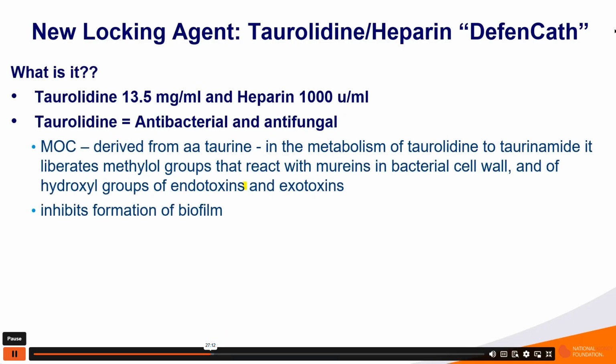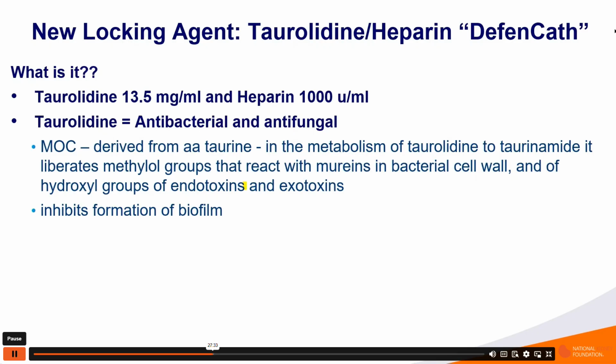But there's also a new locking agent called DefenCath, which is taurolidine heparin. And what is it? It's taurolidine 13.5 milligrams per milliliter and heparin 1,000 units per milliliter. And taurolidine is actually both antibacterial and antifungal, and what I like about it is it doesn't cause resistance.